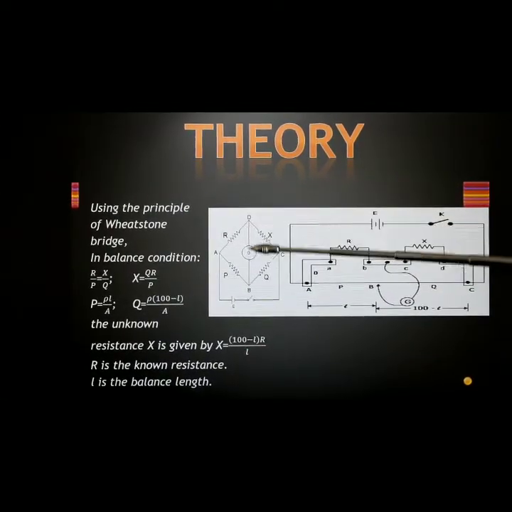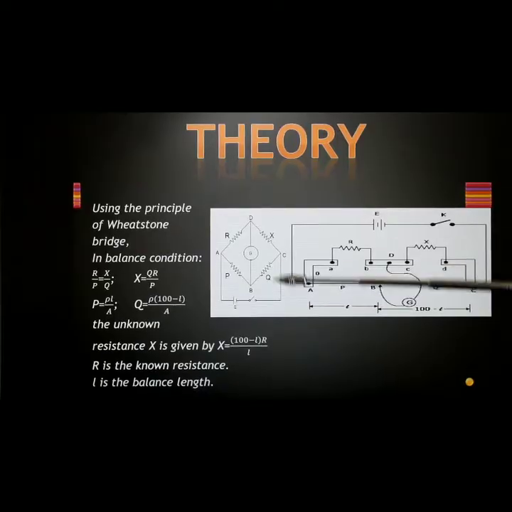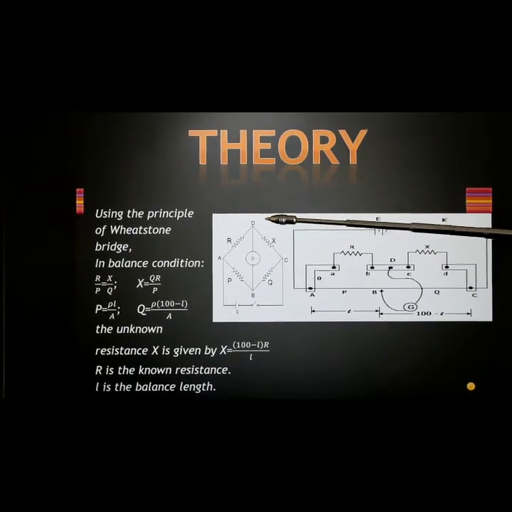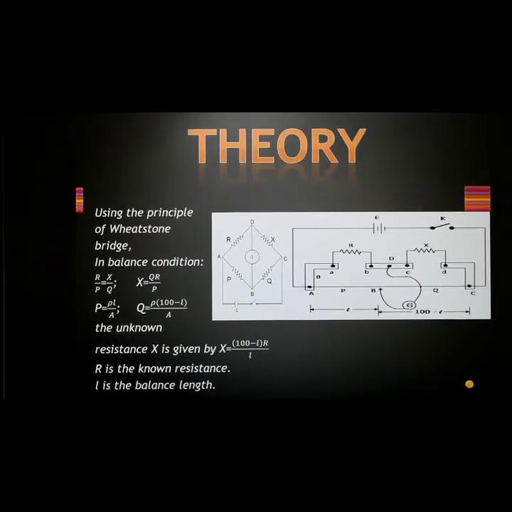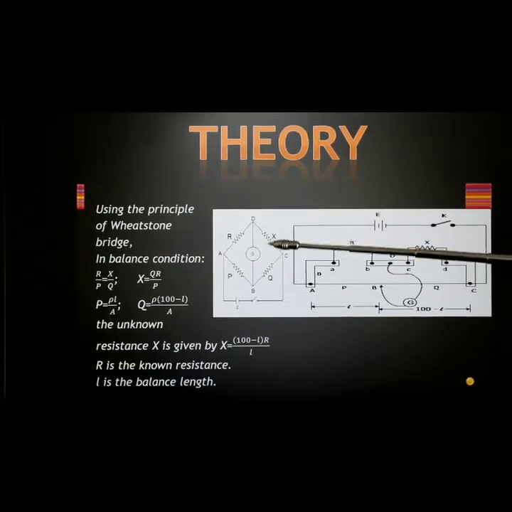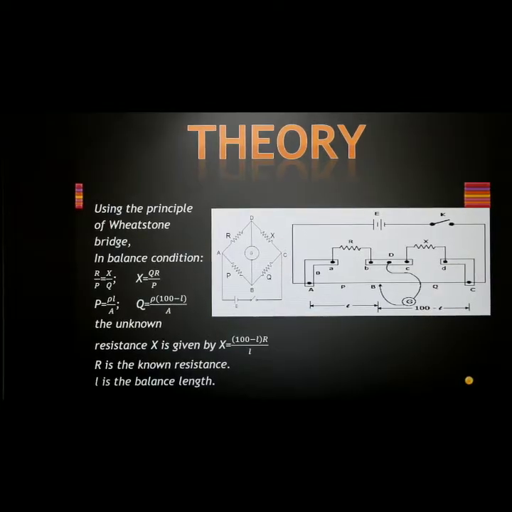When is the balance condition? When the current through the galvanometer is equal to 0. And when does this happen? When the potential at D and B is the same. There is no current through the galvanometer, and the galvanometer will show 0 deflection.